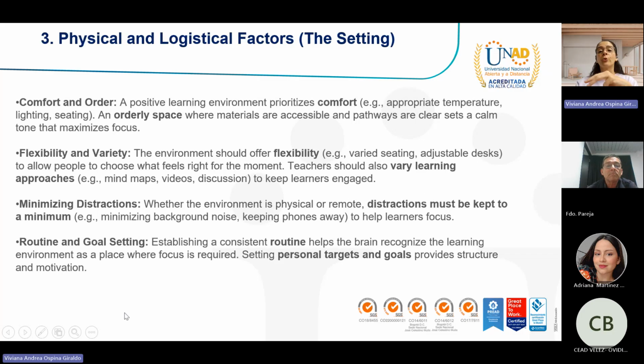And the third core concept is the setting, the physical and logistical factors. Sometimes we think about order. A positive learning environment prioritizes comfort.